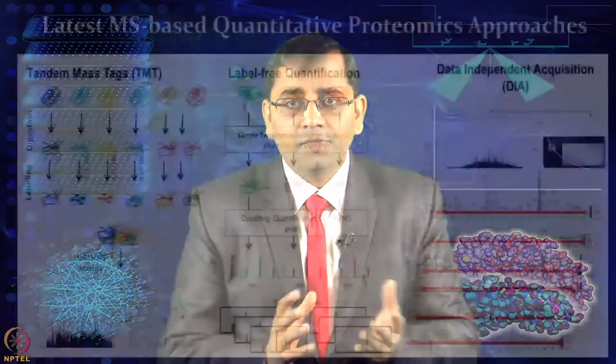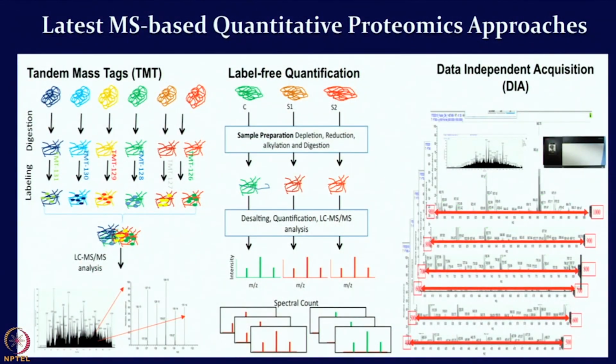This whole field of mass spectrometry based proteomics is evolving very rapidly, and while we will have much more detail on this field in a different course, it is a good idea for you to appreciate that a lot of advancements are happening in mass spectrometry based proteomics. For example, I have shown on the slide different approaches, both label based and label free, using mass spectrometry for looking at quantitative proteome changes.